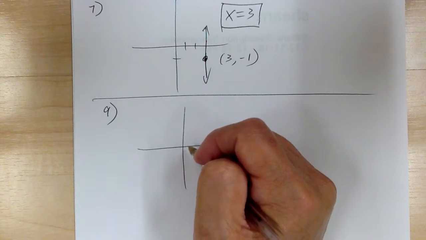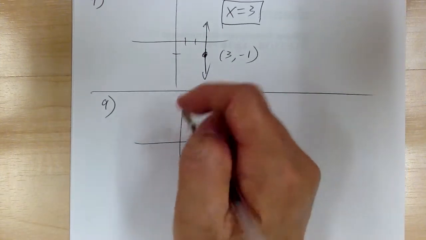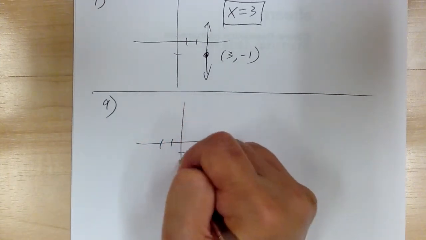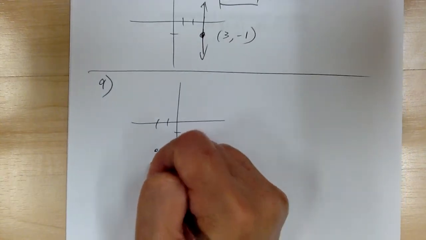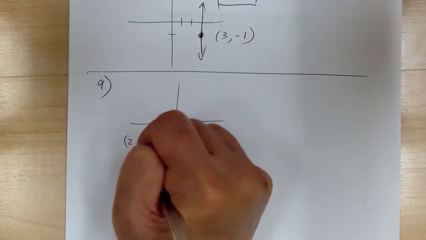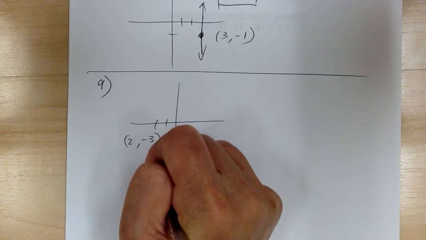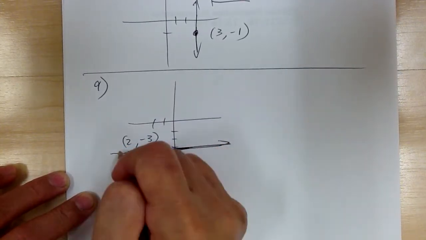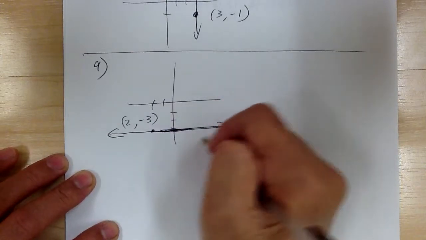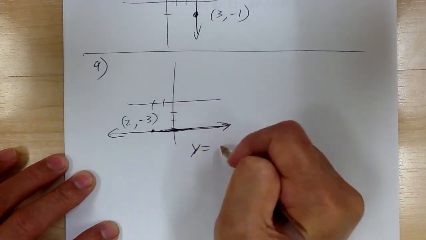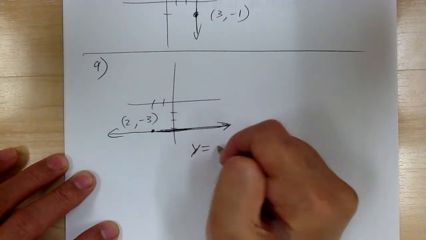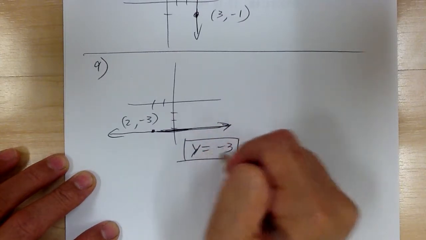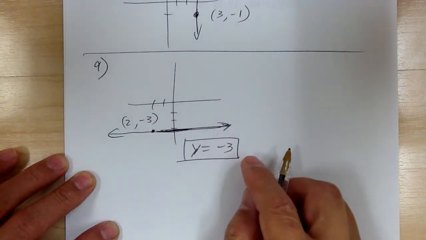Okay, number 9. Same thing, get all your information. The point is 2, negative 3. And this one has a slope of 0. The slope of 0 means horizontal. When it's horizontal, you're going to have y equal to a number, and the y number you can see is going to be negative 3, by just looking at it or getting it from the coordinate.